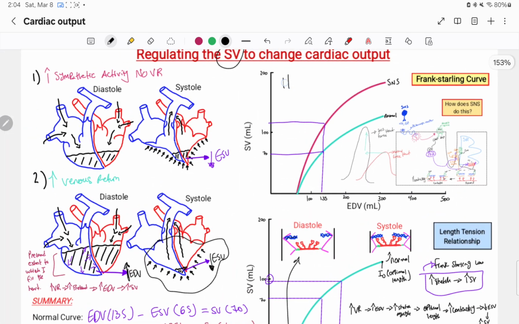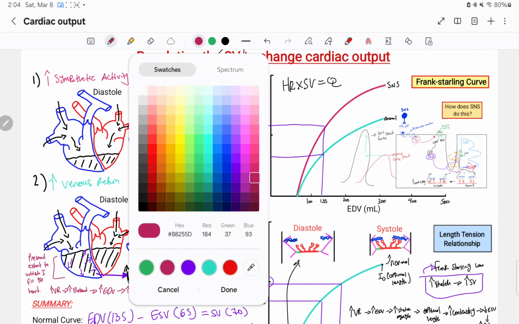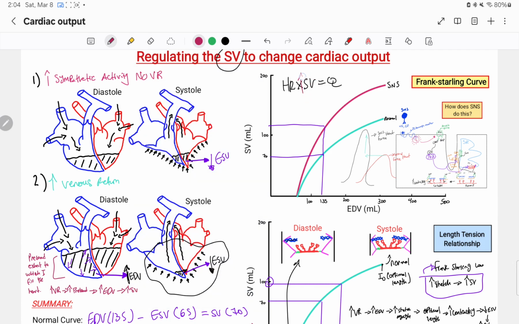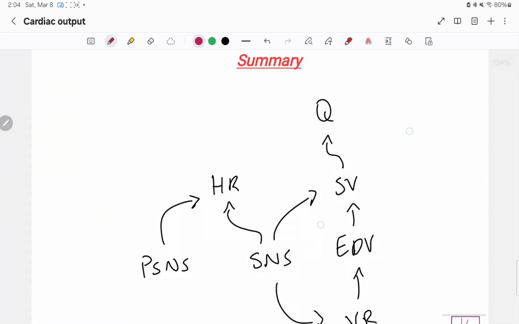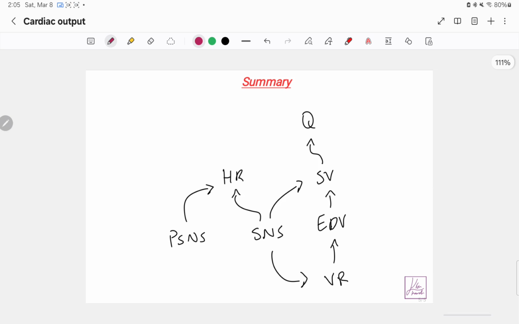Again, here's our favorite formula: heart rate times stroke volume equals the cardiac output. We know that if I increase my stroke volume, my cardiac output would increase, and if I decrease it, cardiac output would decrease. How does this look on a final summary slide? In a final summary slide, we know that a couple of things are helping modulate activity.